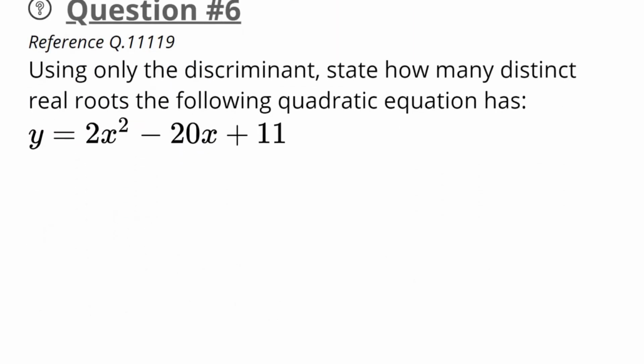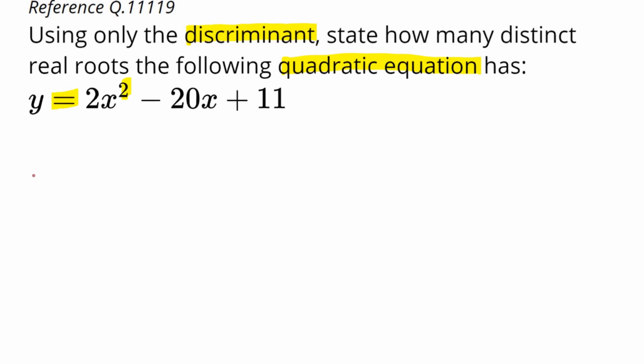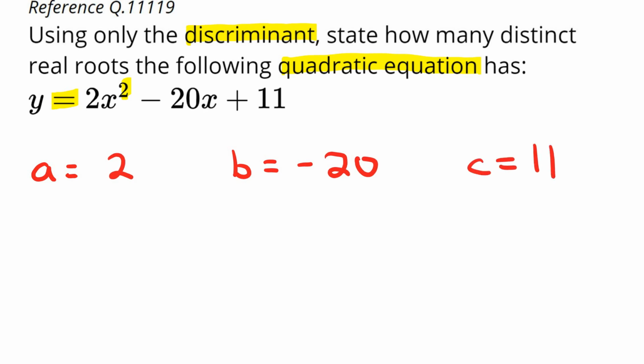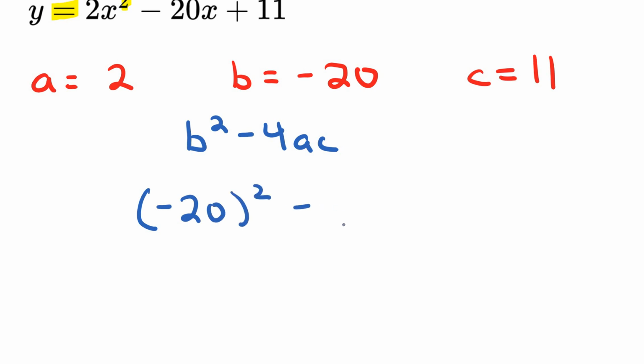Okay, let's keep on going. Same question, just different numbers. Using only the discriminant, state how many distinct real roots the following quadratic equation has. Remember, it's a quadratic equation because you have an equal sign for the equation and a power of 2. So that's a quadratic, right? Once again, let's find the values of a, b, and c. After that, you would go ahead and write out the discriminant, which is b squared minus 4ac. Let's write down negative 20 squared minus 4a and c.